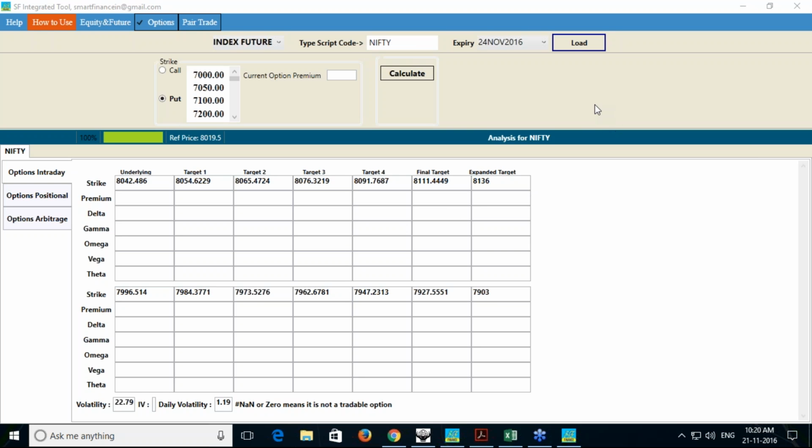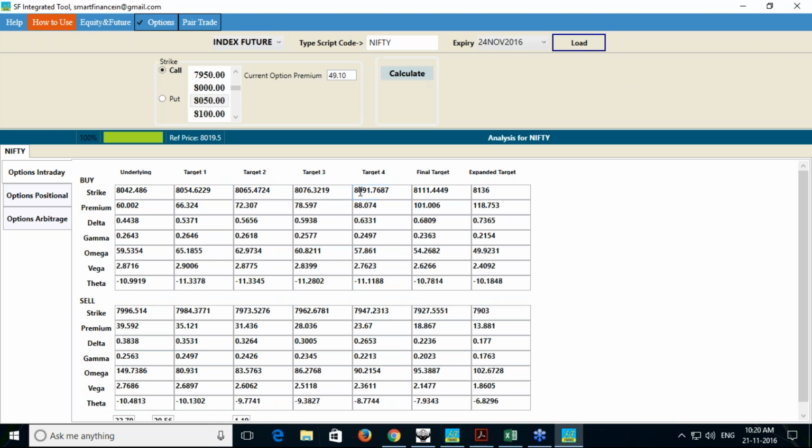Can anyone tell me, if 8043 comes, which strike option I should buy? Most of you are saying 8050 above means the 8050 call option, and 8050 to 8100 call option I can also buy. So I am choosing the call option 8050. When this reference is being taken, the 8050 call option was 49. Calculate. So this is what it is telling.